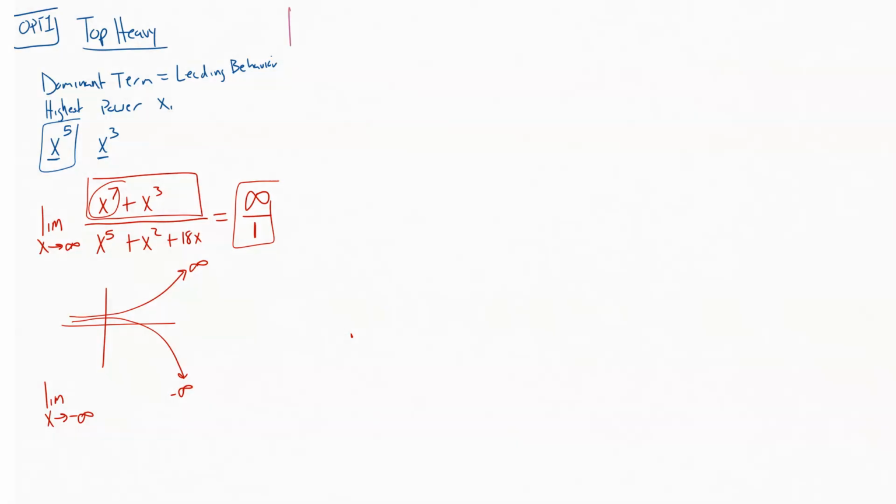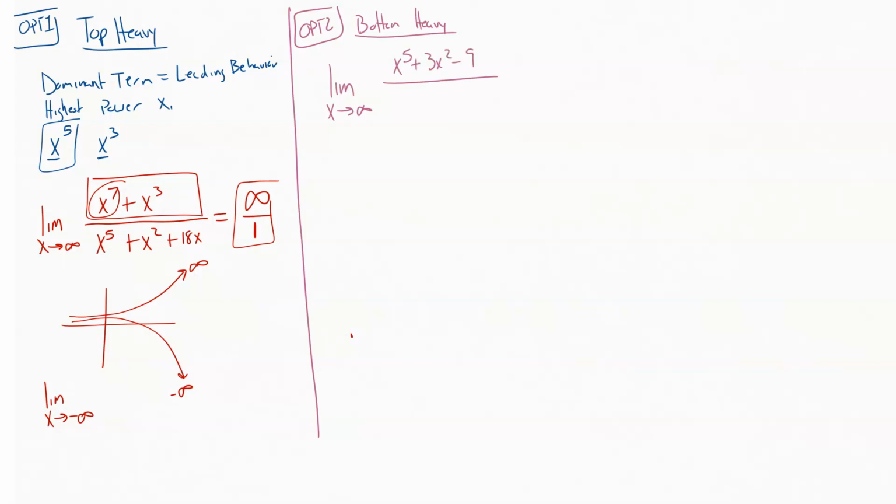Option two in this situation is just sort of the reverse of that. It's what I call bottom heavy. And so what that tells us is that our dominant term is on the bottom. So if we said limit as x heads to infinity, and we have this time x to the fifth plus 3x squared minus 9 on top, and this time the x to the seventh, that dominant term, is sitting on the bottom there.